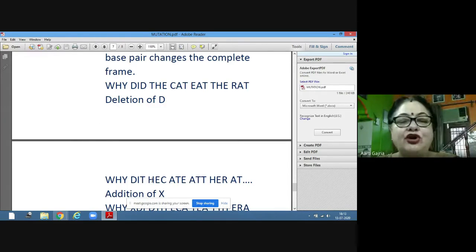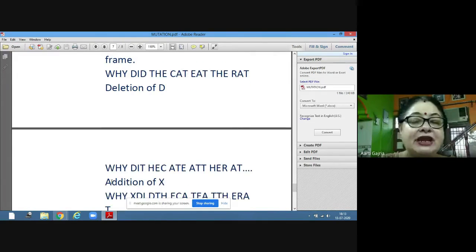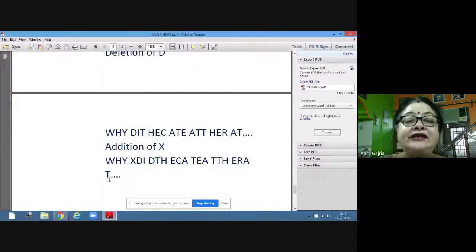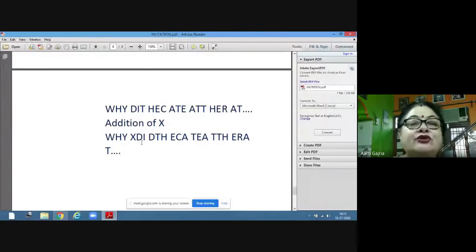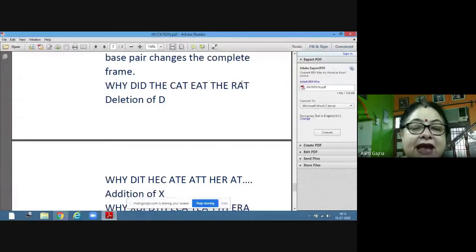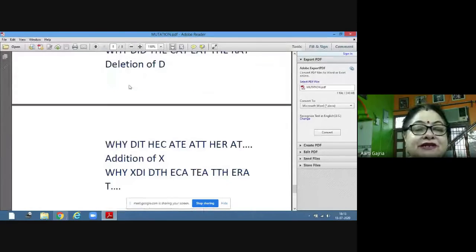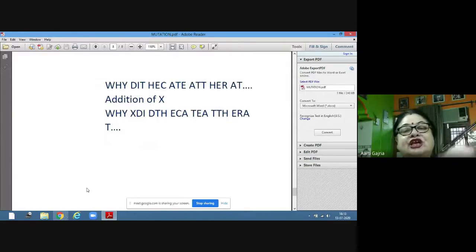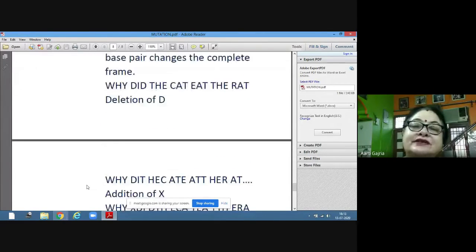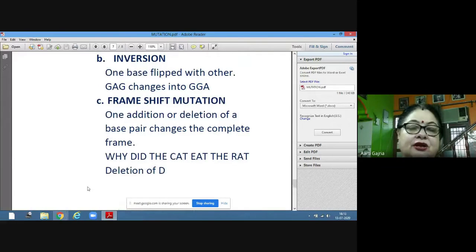Now every codon has changed, and every codon will give another amino acid. Similarly, suppose now see there is an addition of X. Now this is our original frame, and here there is an addition of X at the place of D, before D. So what would be the result? Y, X, D, I, D, T, H, E, C, A, T, E, A, T, T, H, E, R, A, T, and so on. So this has also changed the frame. So this is called frame shift mutation.